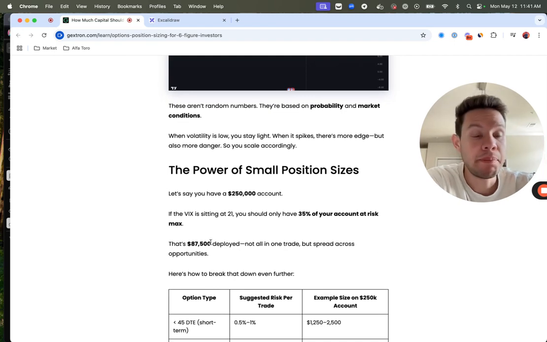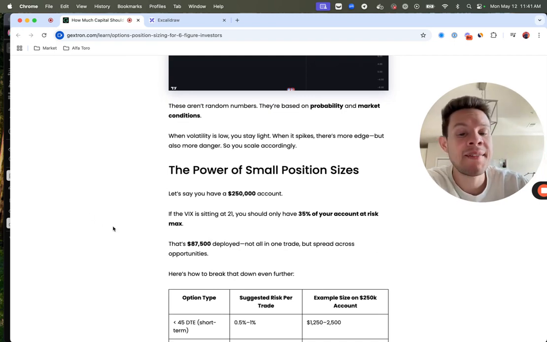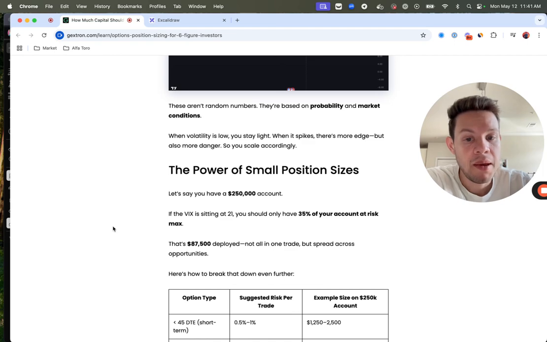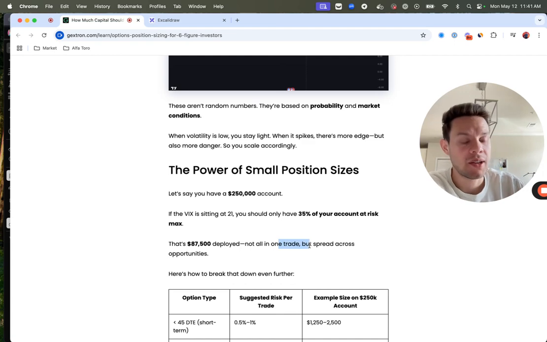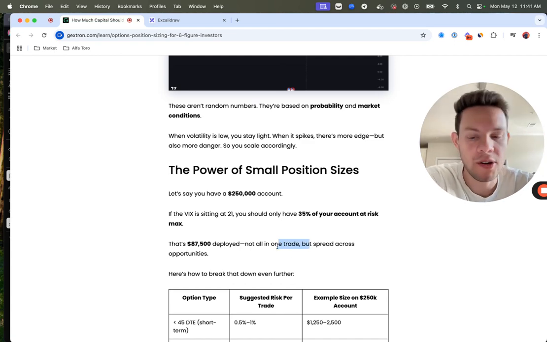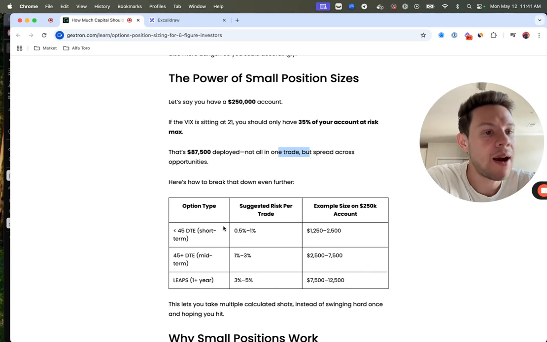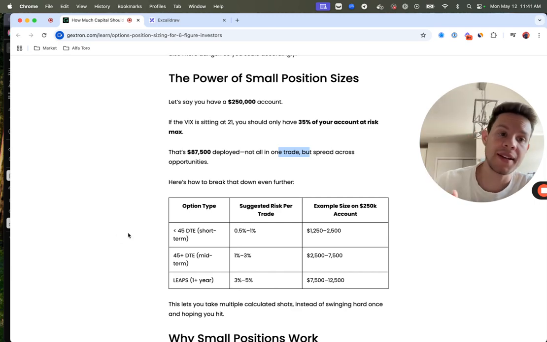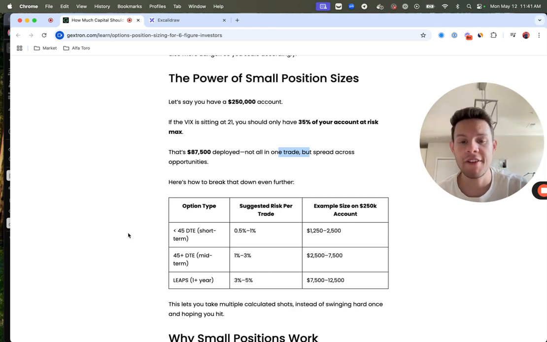So that means that you can deploy up to $87,500, but it doesn't go all in one trade, right? It spreads across. Give yourself enough chances, enough occurrences. And so here's a breakdown of how we like to do it inside TG Max. It depends on the days to expiration. If there is less than 45 days to expiration, we'll do about 0.5 to 1% of our total net liquid. So that would be about $1,250 to $2,500 per position size.